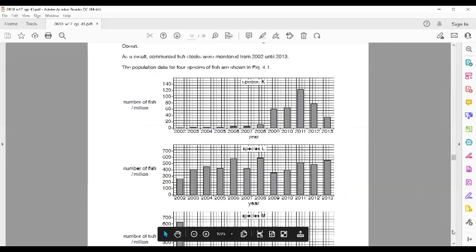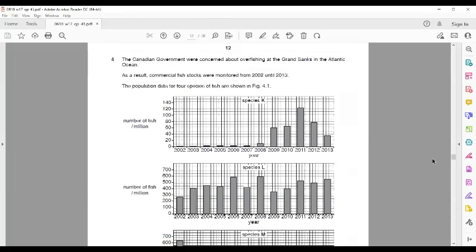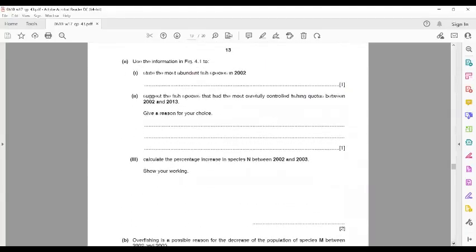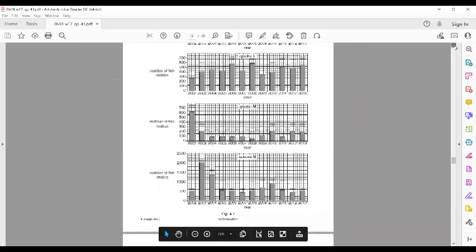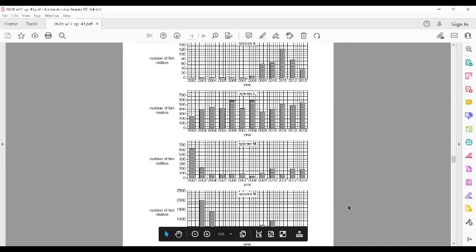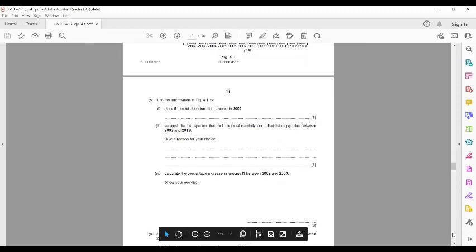The Canadian government were concerned about over-fishing at the Grand Banks in the Atlantic Ocean. As a result, commercial fish stocks were monitored from 2002 until 2013. The population data for four species of fish are shown in the figure below. Use the information to state the most abundant fish species in 2002. M, yes. Suggest the fish species that had the most carefully controlled fishing quotas between 2002 and 2013. Give a reason for your choice.